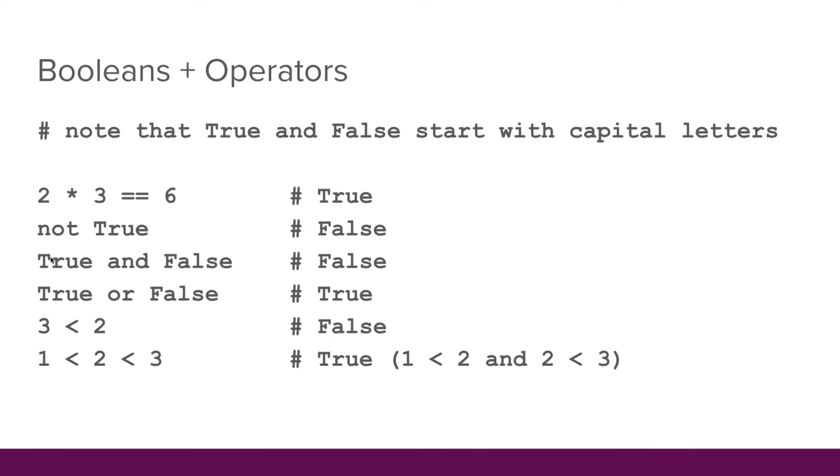Similarly, if this said false and true, this wouldn't even look at what's on the right side of the Boolean expression. It would just automatically evaluate it to be false. And you can use that to your advantage. In some cases, it means that you have to do less error checking. And then you can also chain operators. So in this case, we're evaluating that 1 is less than 2 and 2 is less than 3.